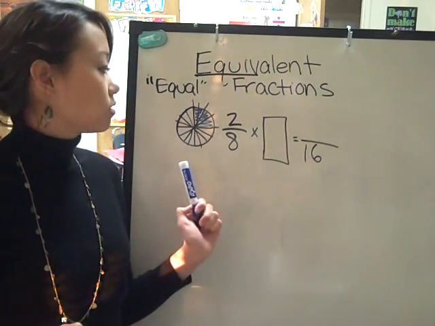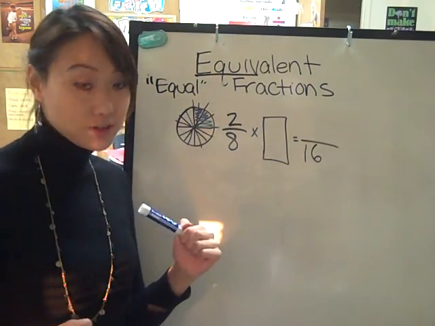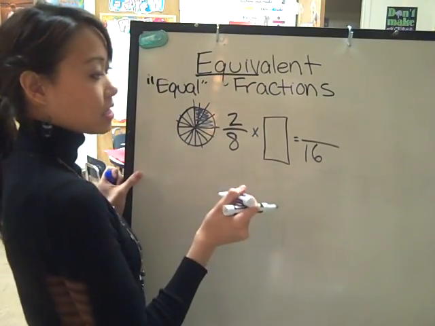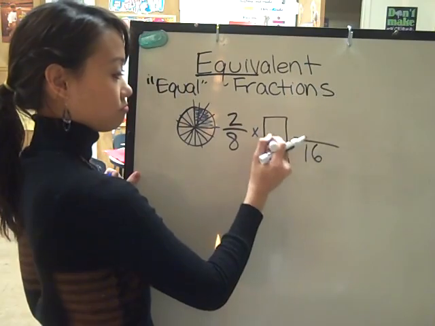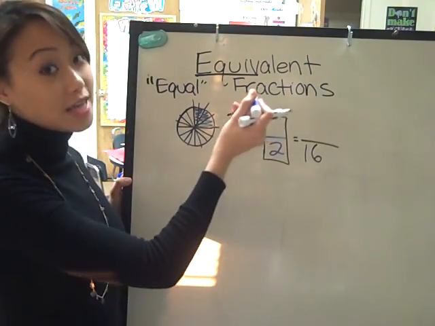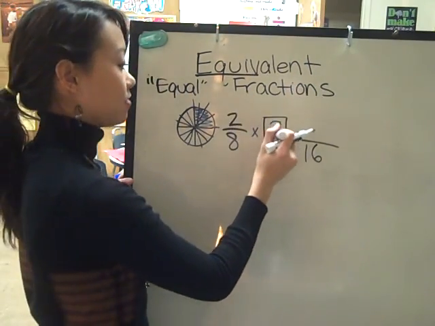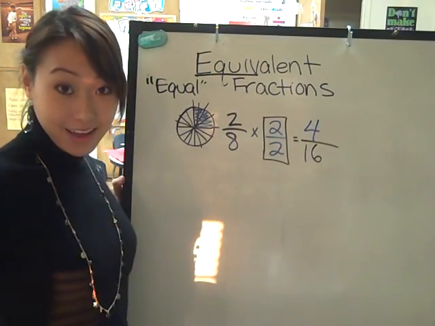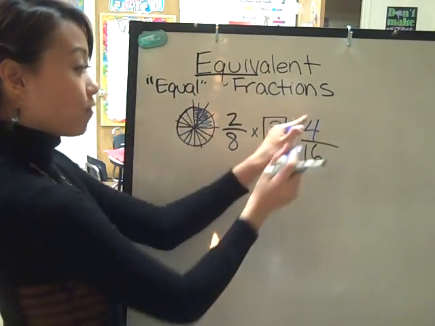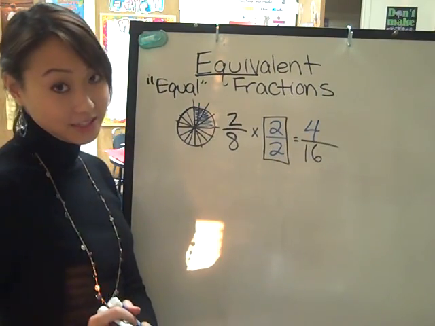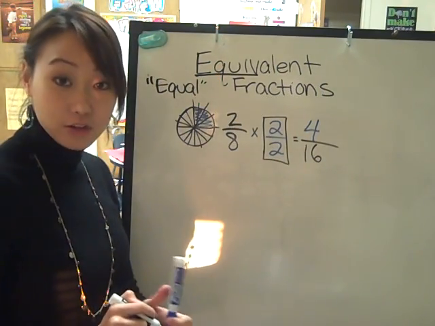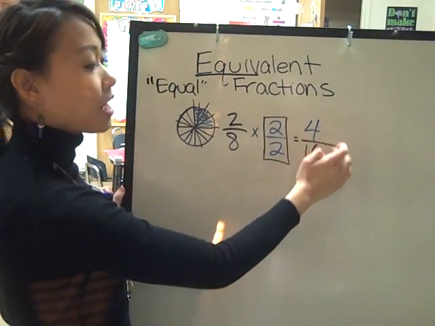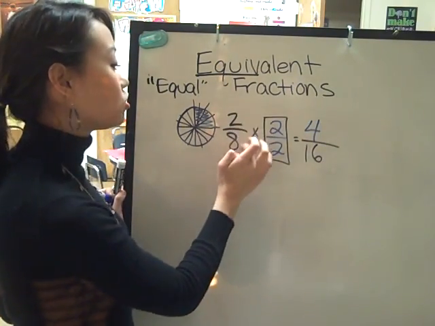same amount? Remember what I said about the bonus question? Well, 8 times what gives me 16? 8 times 2. What I do to the bottom, I do to the top. Very good. 2 times 2 is bingo. Okay, for lunch, I'm going to need 4 out of your 16 slices. You couldn't trick me. And now you just found a new equivalent fraction. 4 out of 16 slices is the same as 2 out of 8.